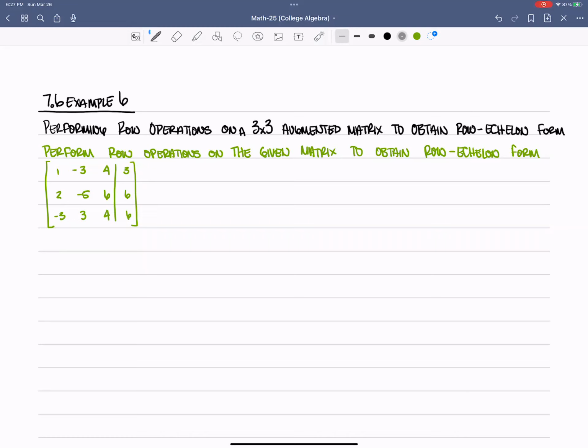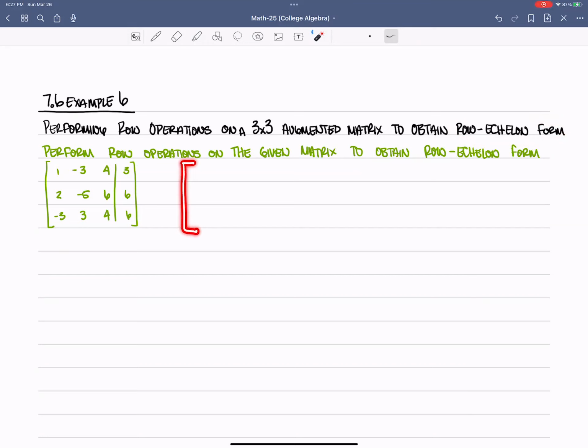Okay, so earlier what we wanted in a 2x2 was 1, 0, 0, 1 with our constants over on the side. That's called reduced row echelon form. So what we're looking for is row echelon form, which is just a little bit different.